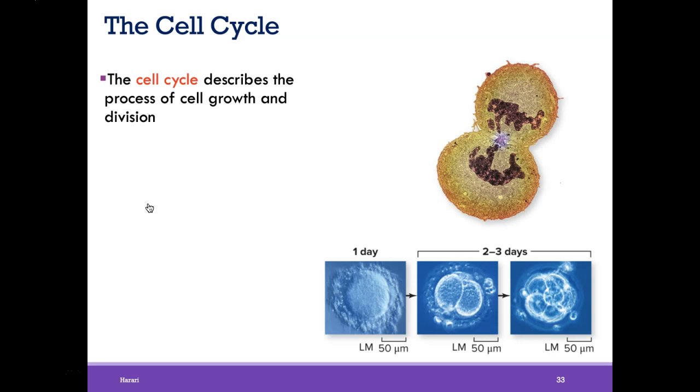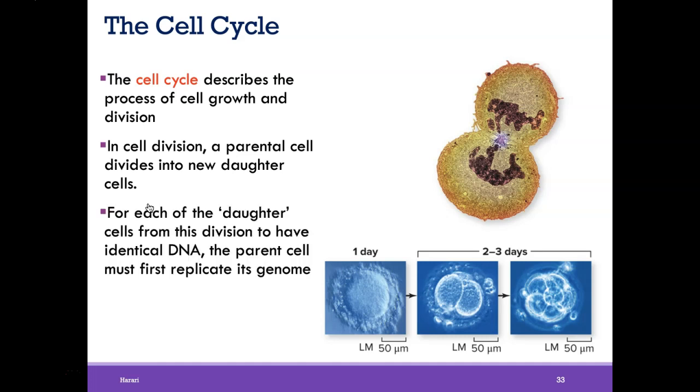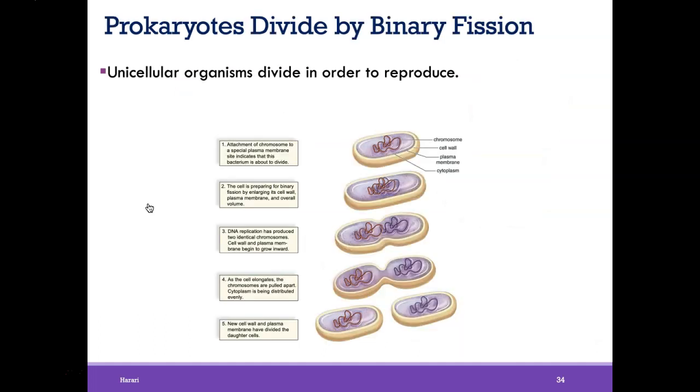So that's the end of DNA replication, and now we're ready to talk about the cell cycle. So the cell cycle describes the process of cell growth and cell division. And in cell division, we see a parental cell divides into two daughter cells. And we know that it had to replicate the genome first. Bacteria, we said, are so easy. They just replicate their genome by DNA polymerase, and they do what's called binary fission.